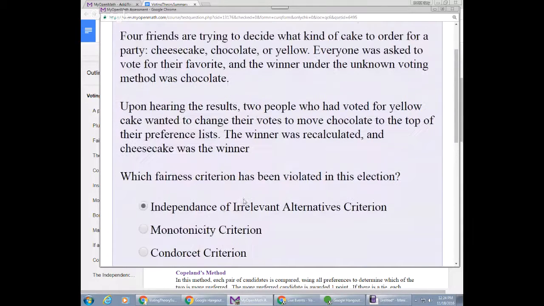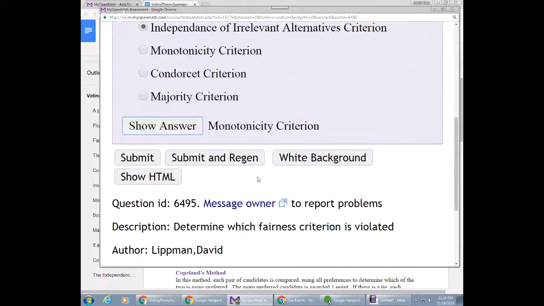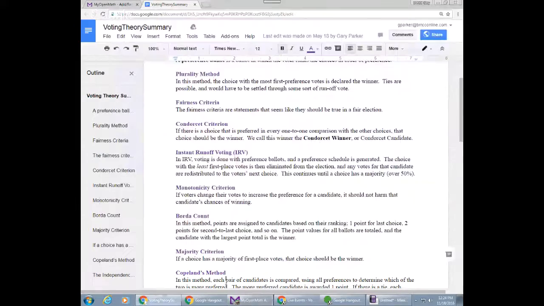Okay. So if you get one of those wrong, you can message, this one says message owner, but when you say it, it'll say message the instructor. Message me with your argument as to why you think it's the other one, because these are debatable. Yeah. Are the criteria in the voting theory guide? Yeah, they're in the voting theory guide, and there's a summary sheet that I put them on.